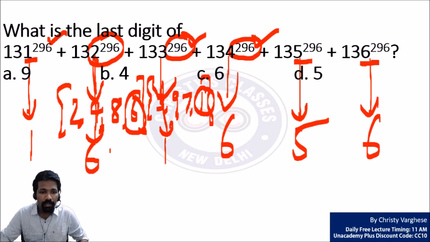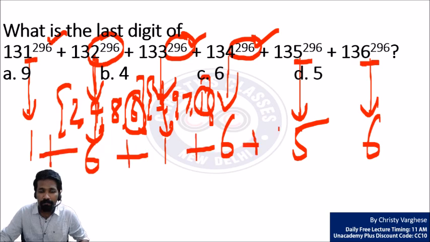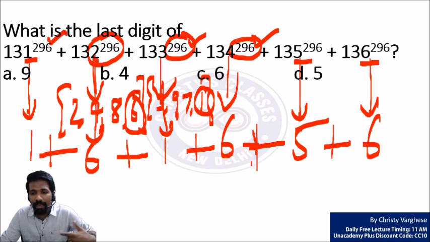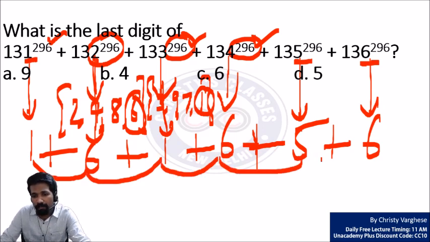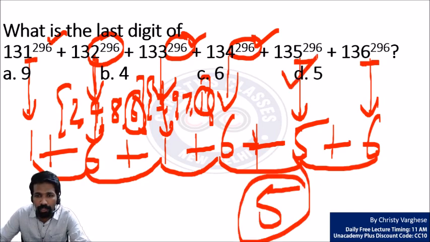So we understood 1 plus 6 plus 1 plus 6 plus 5 plus 6 will give the final answer's last digit. 1 plus 6, 7, plus 1, 8, plus 6, 14, 14 plus 5, 19, 19 plus 6, 25, ends in 5. So option D is the answer.